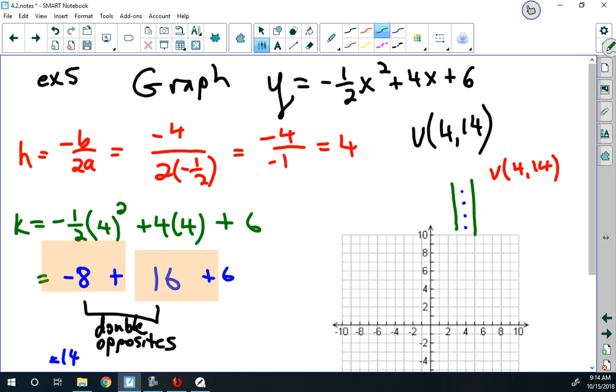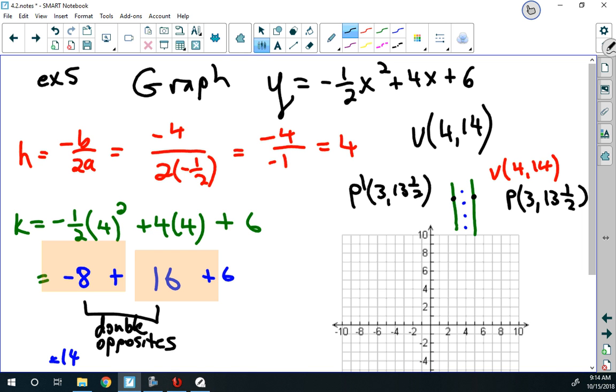How much? Over 1 and down a half. Somebody said it. So this point would be the point 3, comma 13 and a half. P's image would be 3, comma 13 and a half.